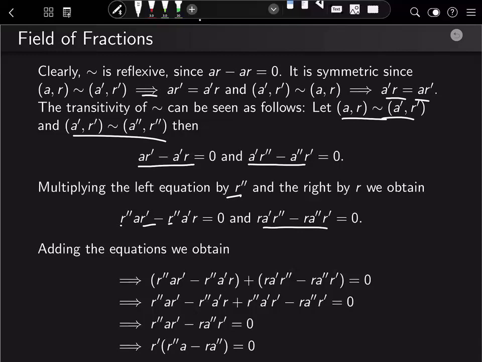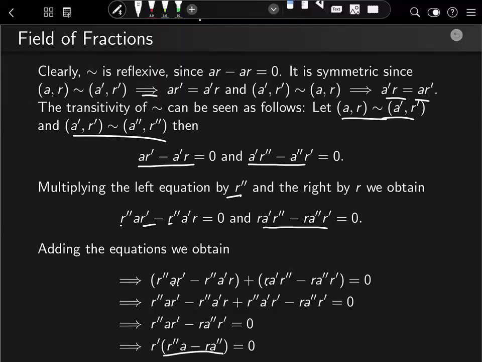So we have R double prime A R prime minus R double prime A prime R plus R A prime R double prime minus R A double prime R prime. And then we perform the standard manipulations. So we're just going to rearrange terms, manipulating things, canceling things out. And then we obtain R prime times (R double prime A minus R A double prime) is equal to 0.